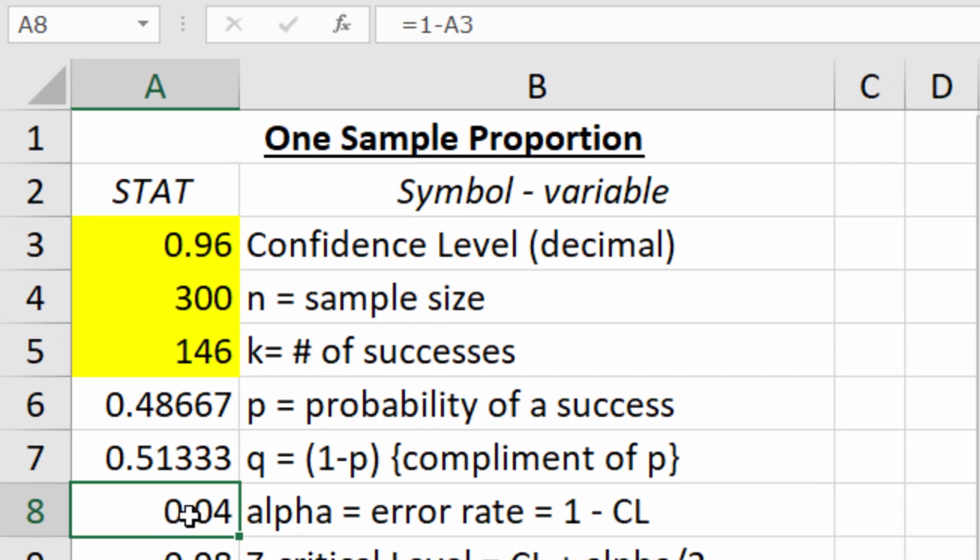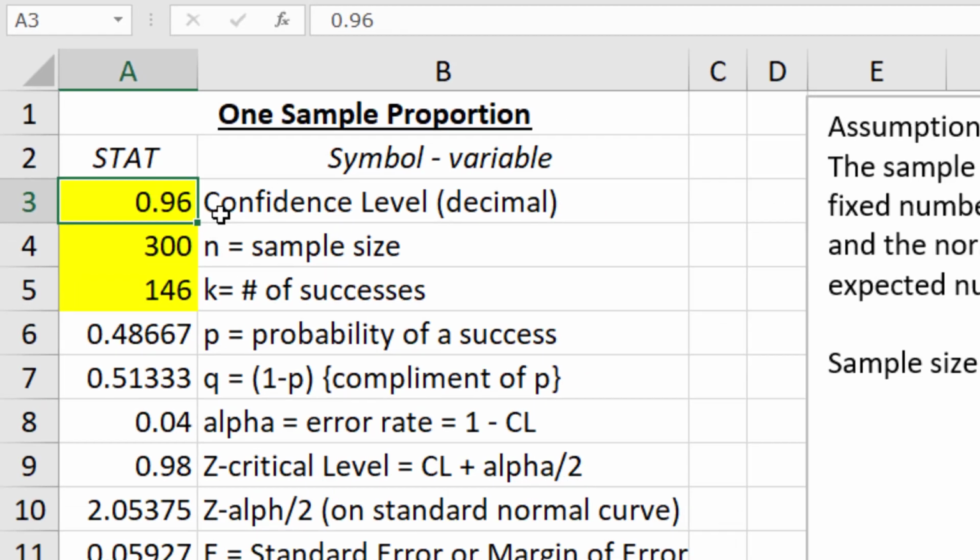Alpha, remember alpha is our error rate, which is always 1 minus our confidence level. So this one, just like the cell above it, is simply going to be 1 minus a different cell. But in this case, it's 1 minus this one, right? Because we've taken the opposite of our confidence level.